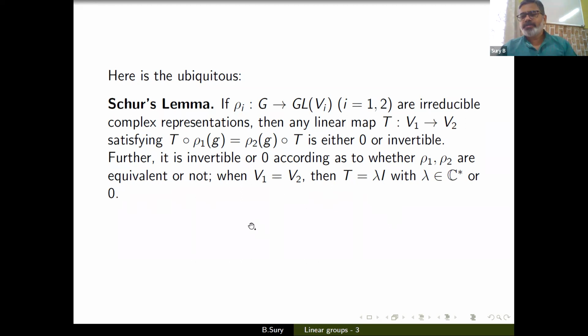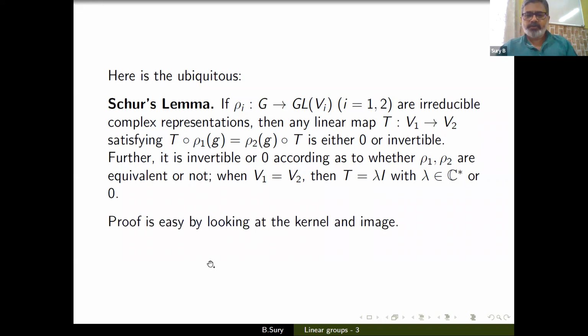And the proof is, of course, like one line. Irreducible simply means there is no proper invariant subspace. Whenever you have a homomorphism, a linear transformation like this, we naturally have certain subspaces: the kernel of this transformation and the image of the transformation. And this condition will tell you both are invariant subspaces. So there is hardly any choice. The kernel is 0 or full, the image is 0 or full, and from that you conclude this. All this follows simply by looking at the kernel and image.